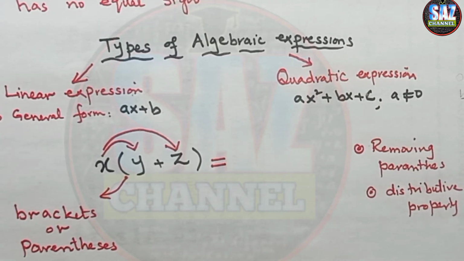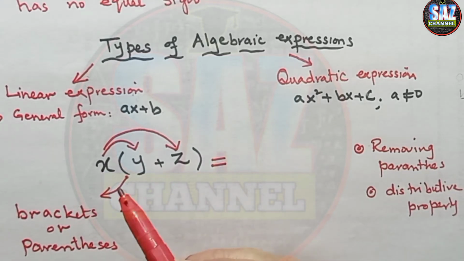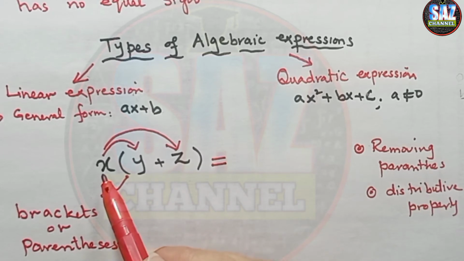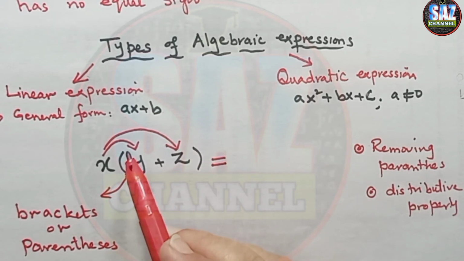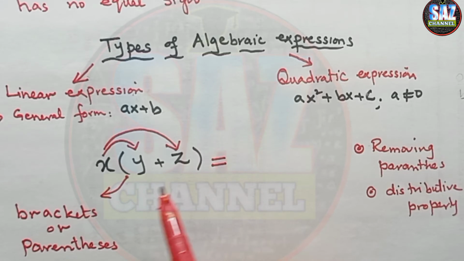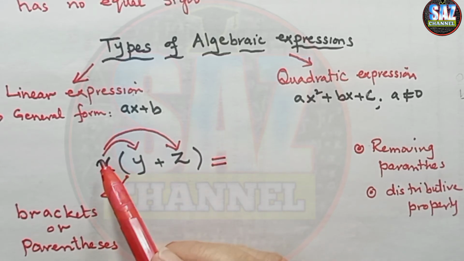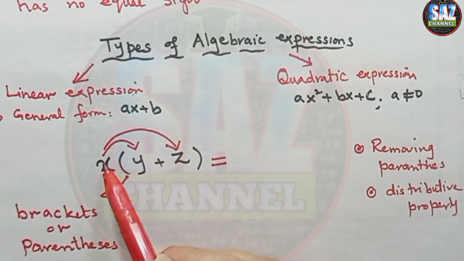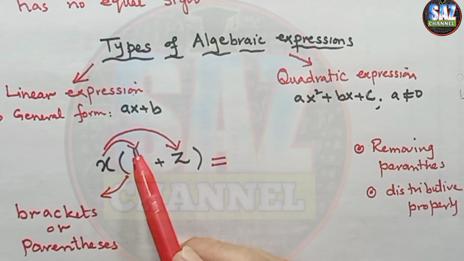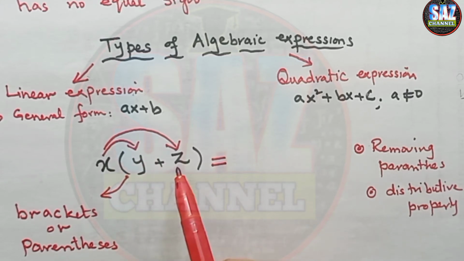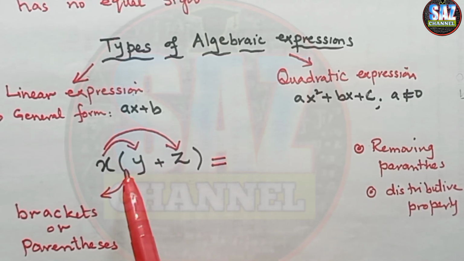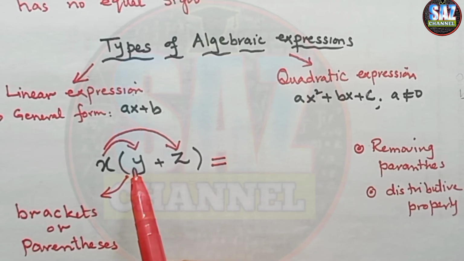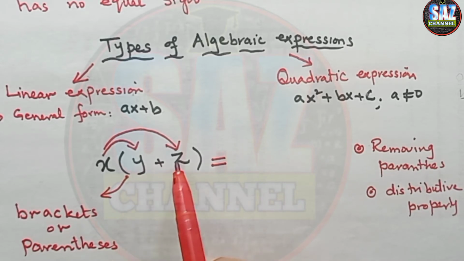As we know that expansion means the removing of brackets, so we can see that this question, x into (y plus z), contains one bracket. Now we have to apply the distributive property carefully: the number or the letter which is outside this bracket has to be multiplied carefully with every term inside the bracket, and the expression inside the bracket has to be treated as a single package.